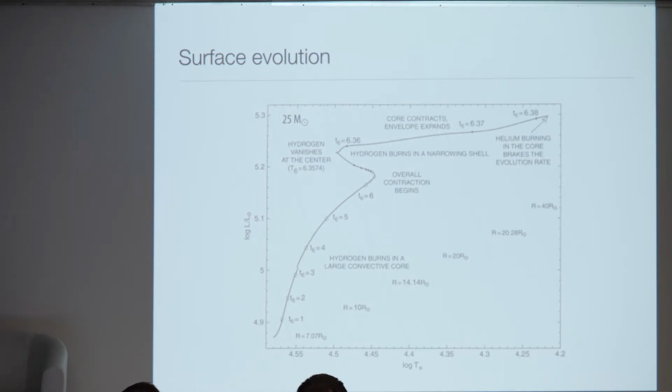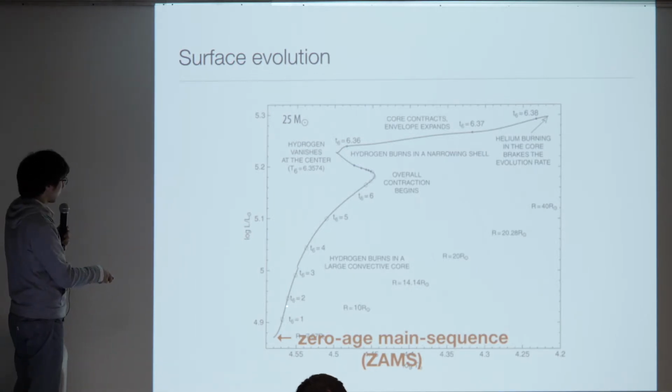So this is the diagram, or my close-up view of this change. Here the radius is written, and this is the age divided by 10 to the 6 years. At first, this is where the hydrogen started to burn, and that we call zero age main sequence. And as it evolves, basically the radius gets slightly higher.